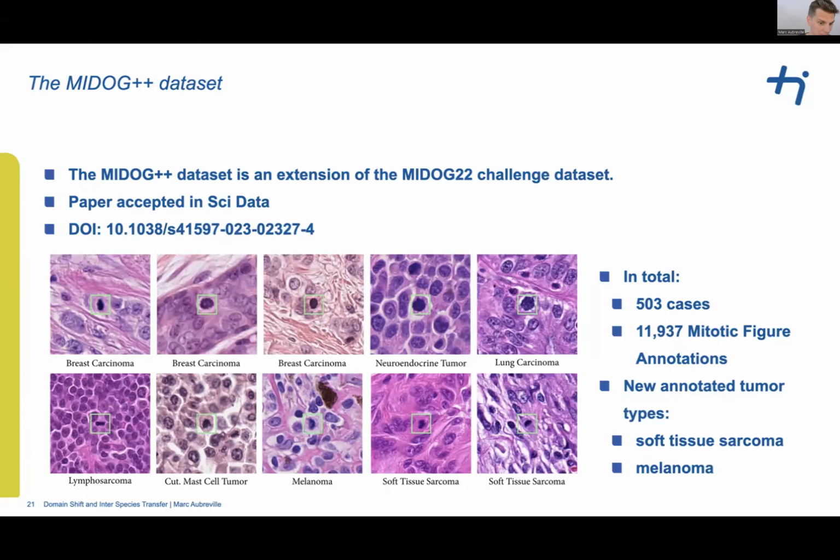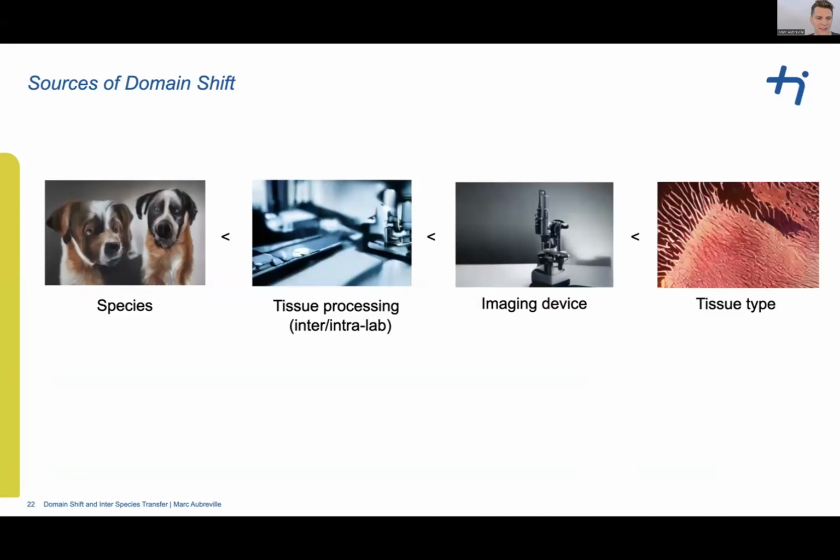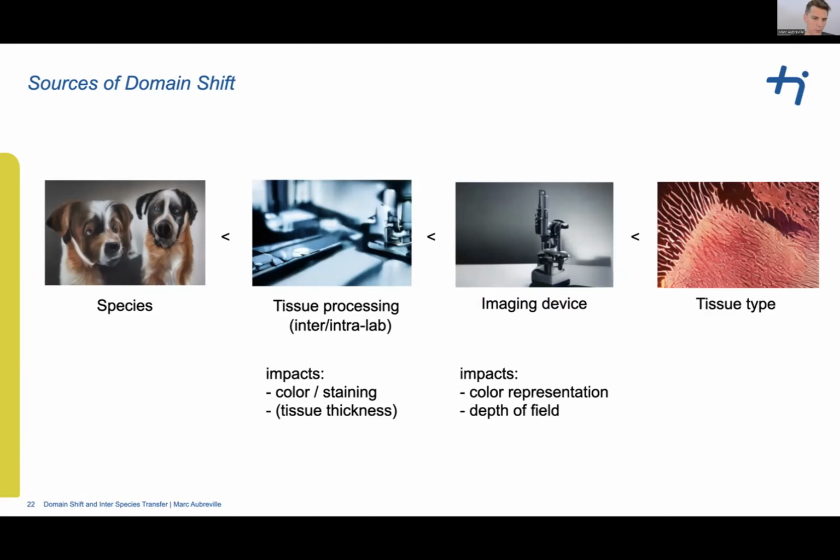So let me summarize our findings a little bit. From our investigations so far, we would say that the species is the least of the sources of domain shift, followed by the tissue processing, like inter- and intra-lab differences, followed by the imaging device, and finally the tissue type. Why? Because the tissue processing is basically impacting the color and the staining, maybe also the tissue thickness, which is also an important source of domain shift. While the imaging device impacts the color representation and the depth of field, which is often ignored, the tissue type impacts basically everything, the complete structure.